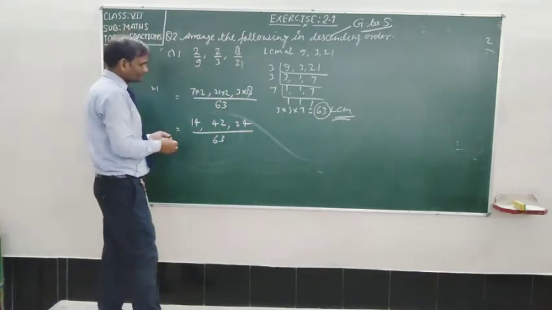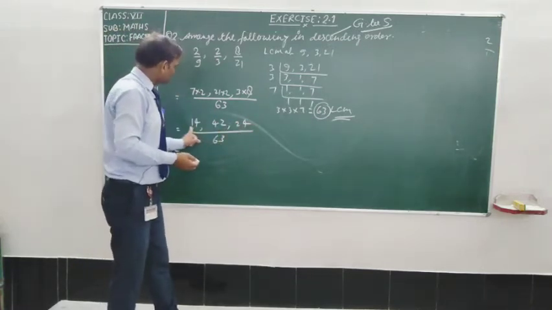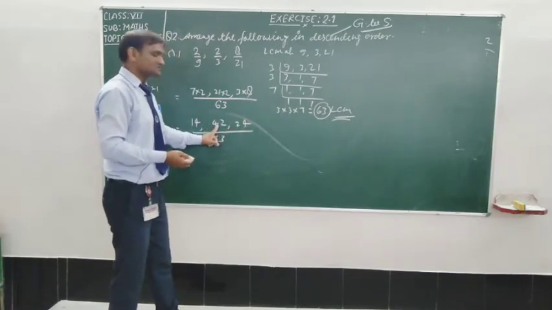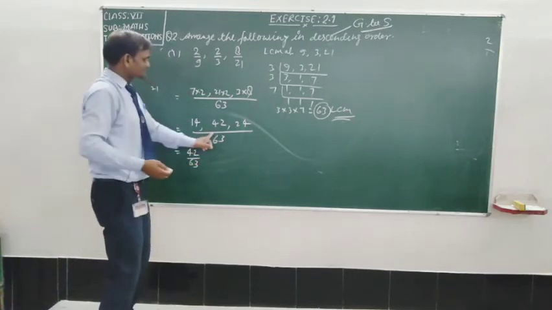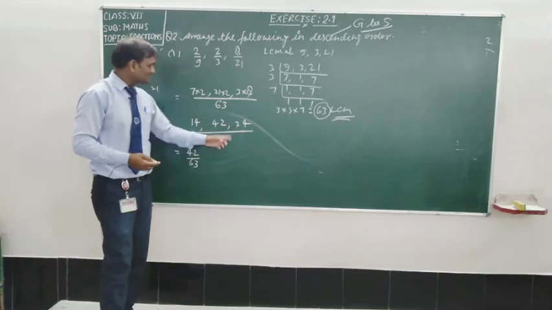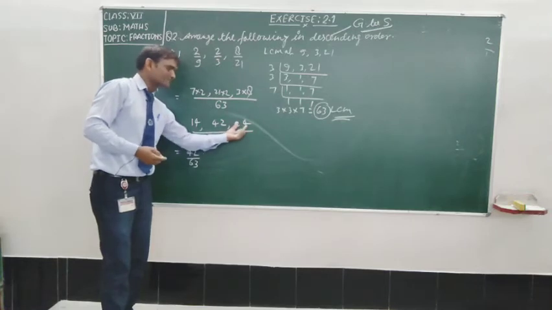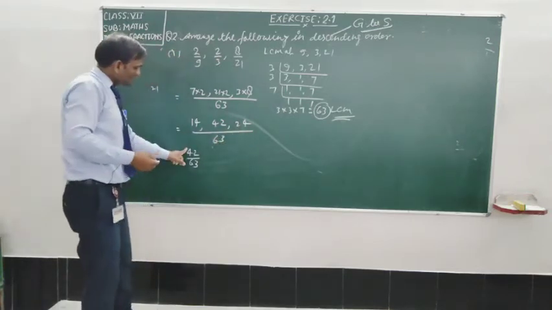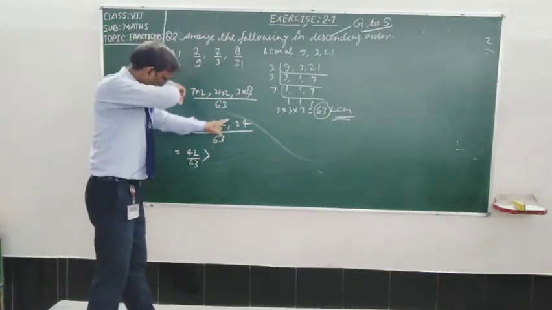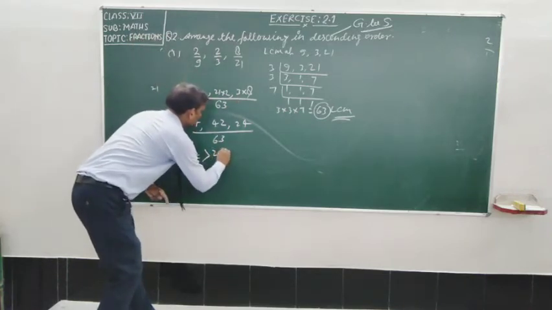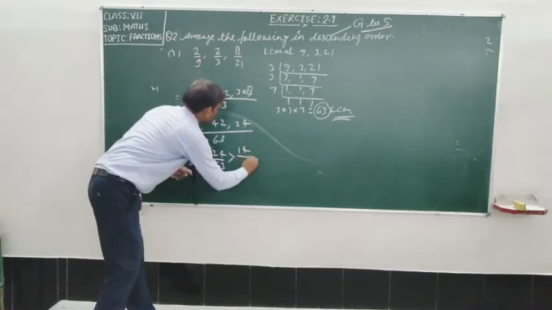So student, if you need to write the descending order of these numbers, then you will write firstly 42 upon 63. This 63 means this 63 is the denominator of all numbers. इसका भी denominator 63 है, इसका भी denominator 63 है, इसका भी denominator क्या है 63 है. So you can write 42 upon 63 greater, and after this 24 upon 63, and then at last 14 upon 63.